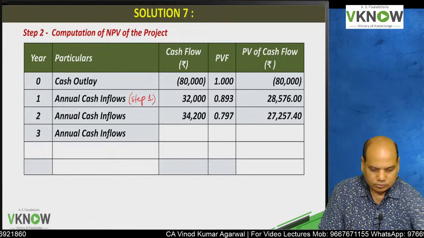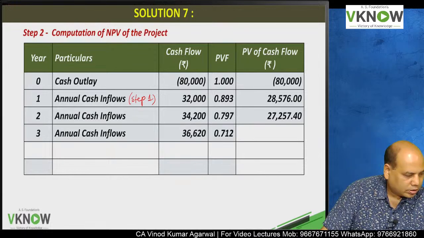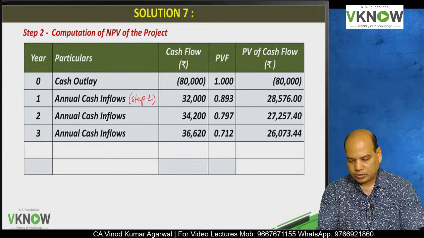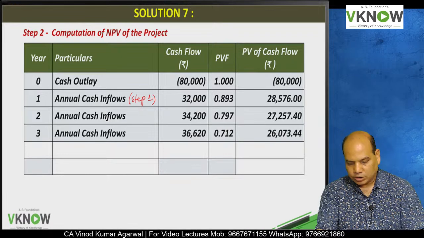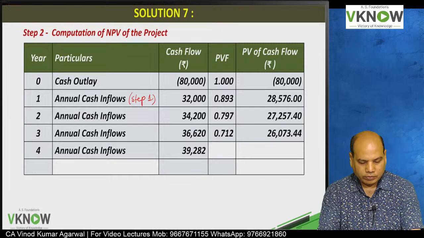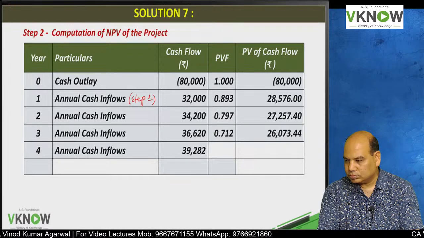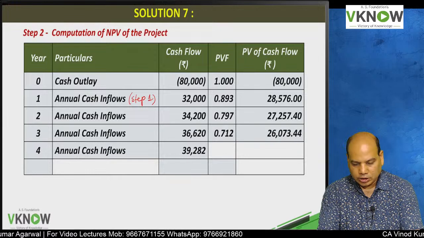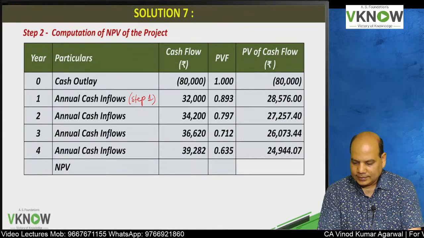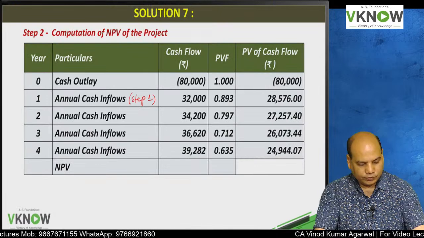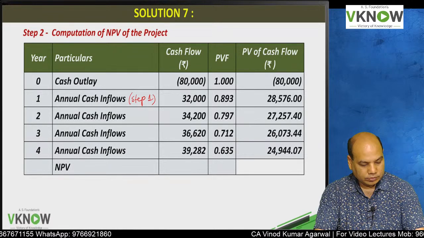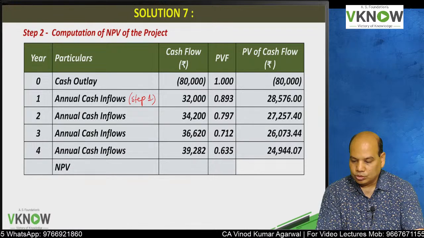Then year 3, annual cash flow 36,620, multiply, 26,073.44. Year 4, annual cash flow 39,282, factor is given, multiply, 24,944. Take the total of the last column.